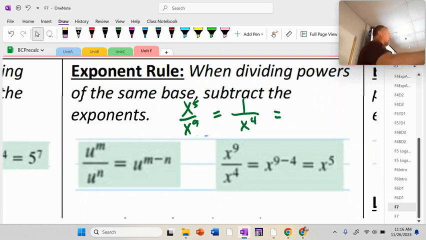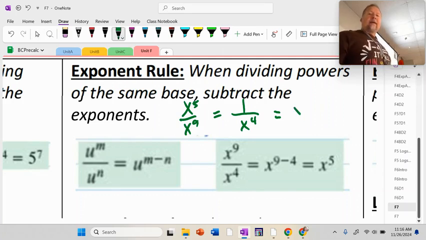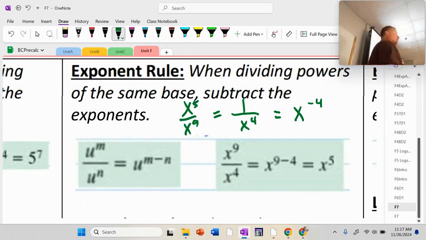Just being smart and thinking about it, I'd have more x's on the bottom. But if I take 5 minus 9, that's how I get x to the negative 4th. That means they're equal. And that's where the negative exponent rule is created. Same thing with the zero exponent rule. Pretend you had x to the 9th over x to the 9th. 9 minus 9, 0. So x to the 0 must be 1, because x to the 9th over x to the 9th is 1.